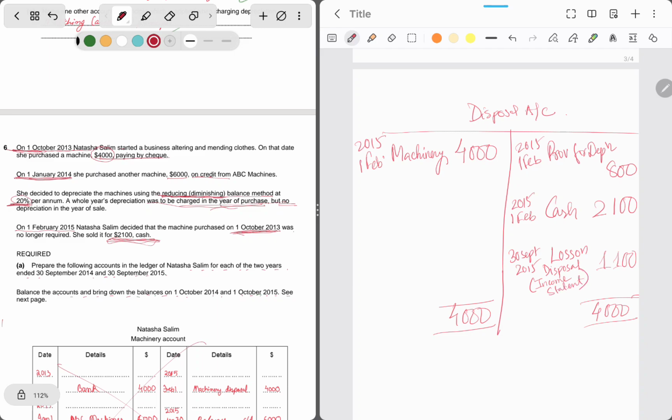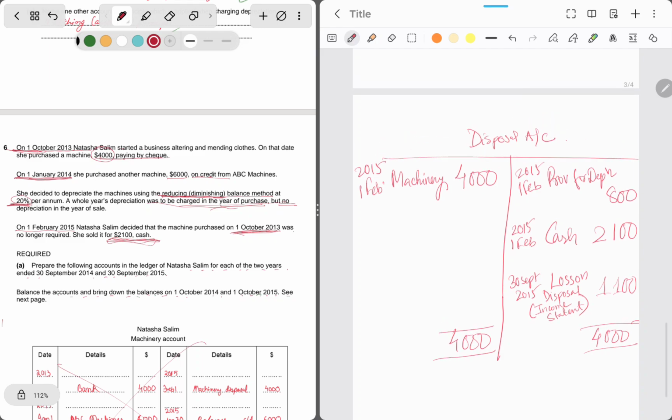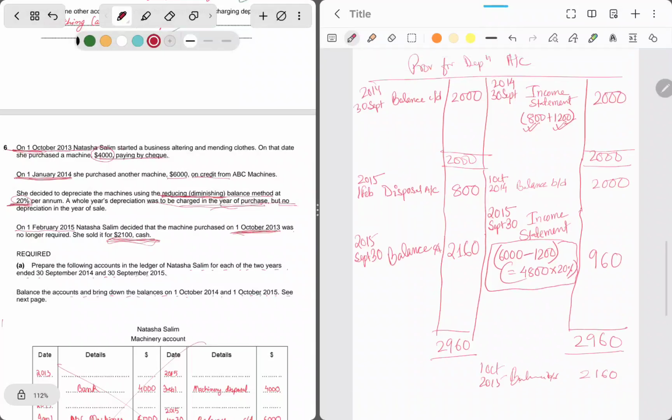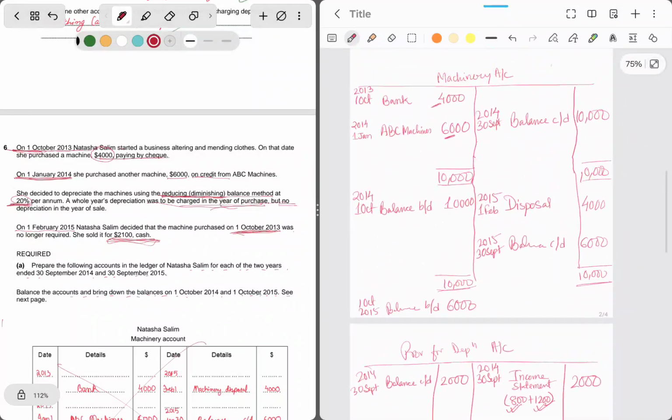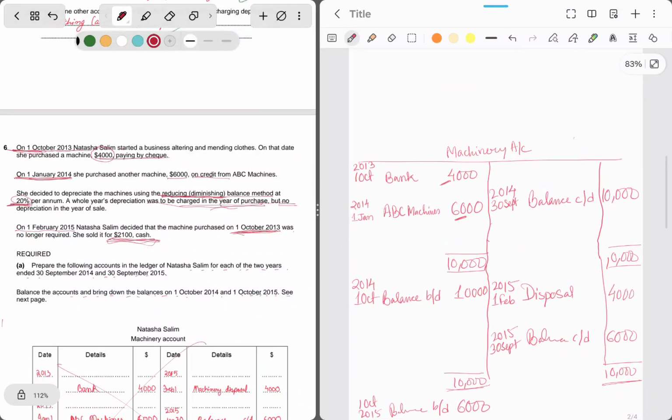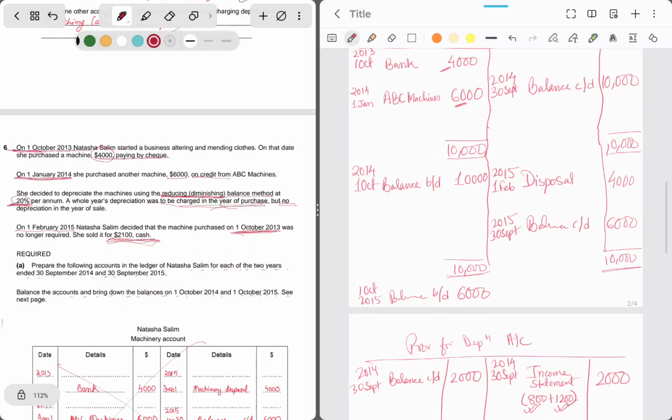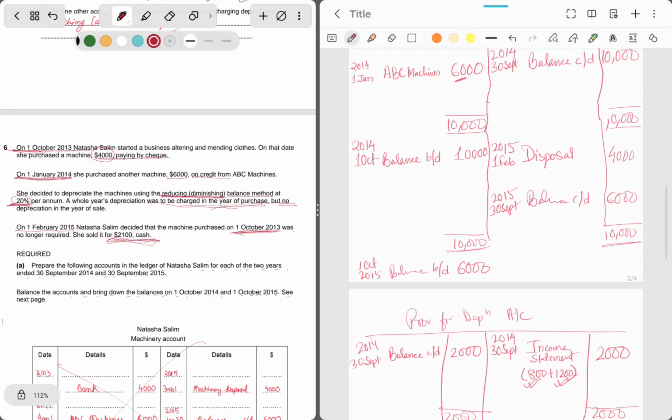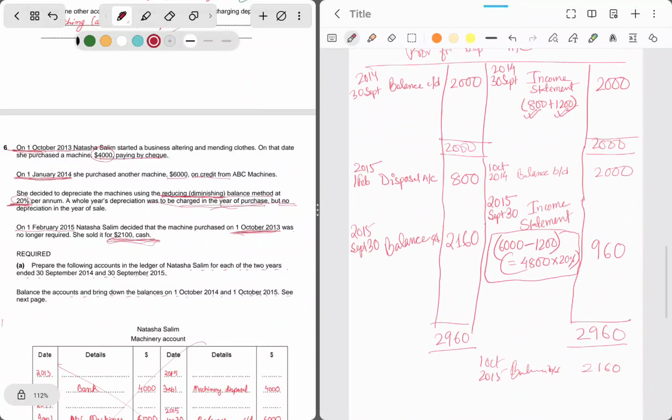Okay, so this is our entire answer. Machinery of 4,000, depreciation of $800 had been charged on it, and it was sold for 2,100. So 1,100 is our loss on disposal. So this is it. This is what the question has been asking. Okay, and yeah, this was in your past paper. I don't know which year exactly, but it was there. So go through it. If you have any problem, let me know.